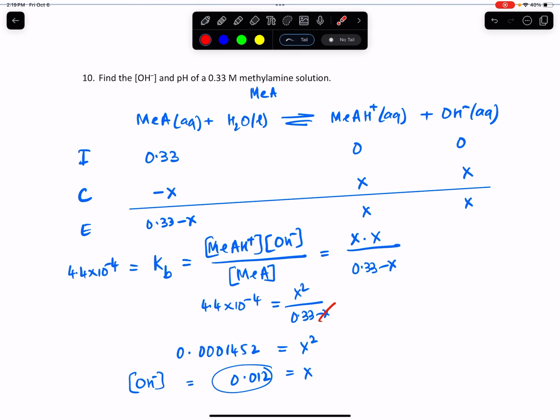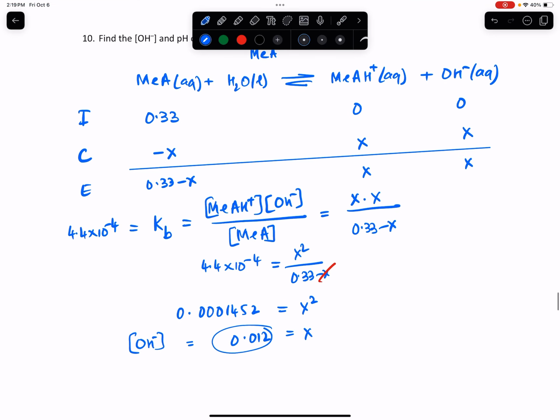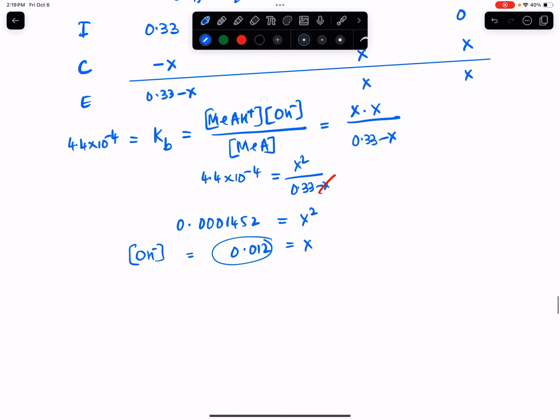We have the concentration. Now, before we move ahead, let's test our assumption that x is indeed small. To do that, we take the value of x that we got and divide it by what we subtracted it from. If the answer we get is less than 0.05, then our assumption would be correct. So we take 0.012 divided by 0.33. It turns out we get 0.036, which is indeed less than 0.05. Therefore, our assumption is correct. We can move forward with this.